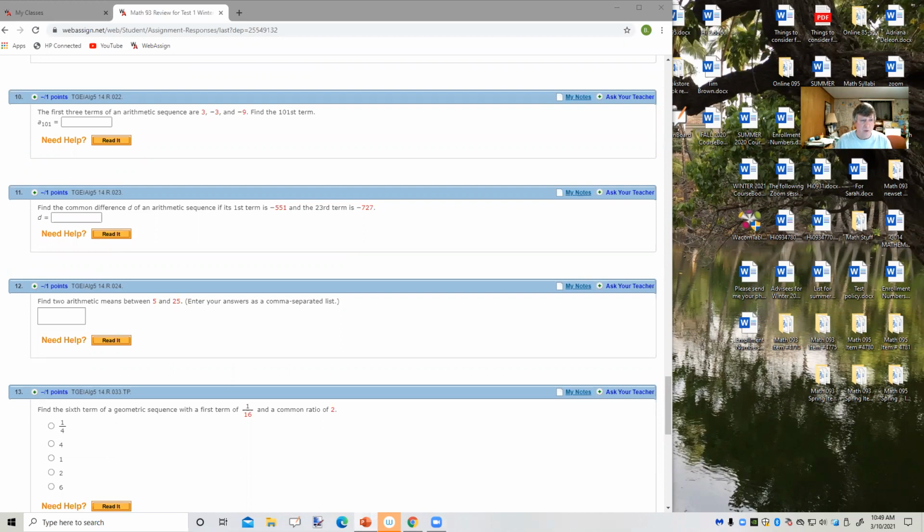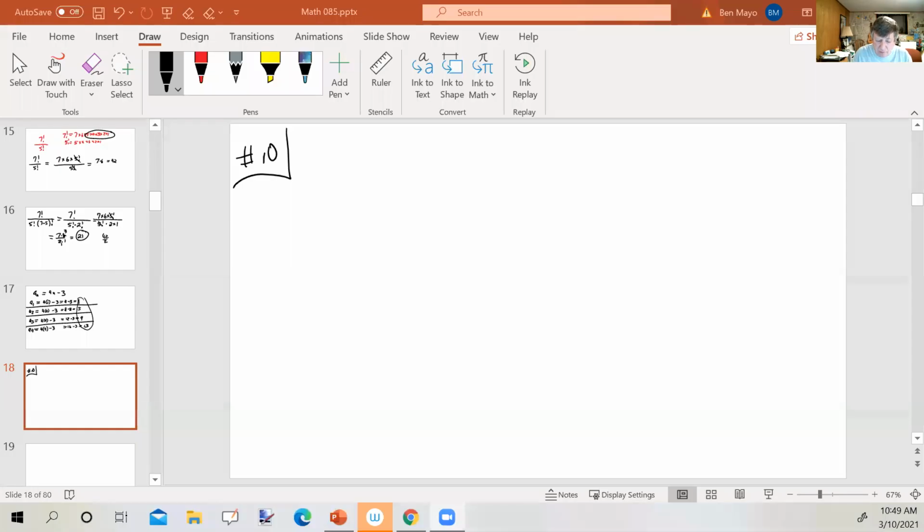All right, so we've got an arithmetic sequence. The general form for an arithmetic sequence is a sub n equals a sub 1 plus what? N minus 1 times d. D is the common difference. If you take any term in the sequence and you subtract the previous term, you get the common difference.